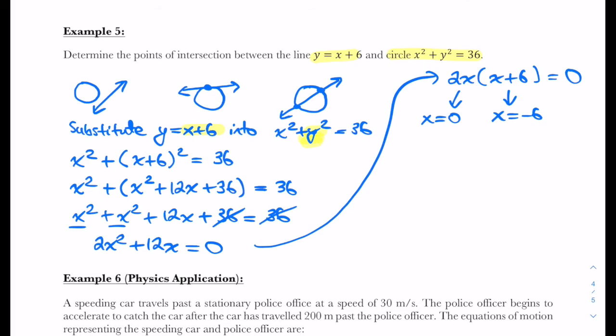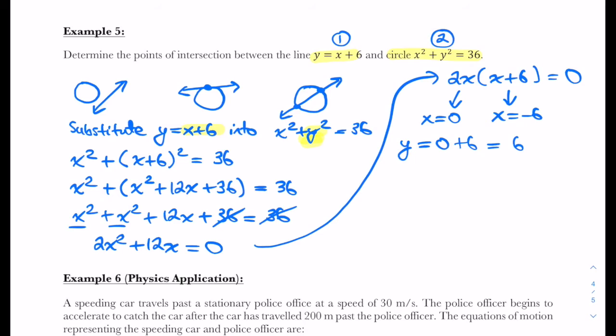Please note those are just the x-coordinates of the points of intersection. To find the y-coordinates, you have to substitute them into either of the two equations. I think it's easier to work with the first equation, the equation of the line. I'll just number them up here. So I'm going to substitute x equals 0 into the first equation. After doing that, we get a y value of 6.